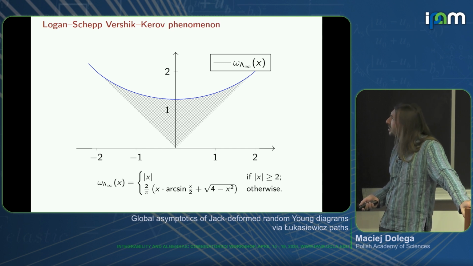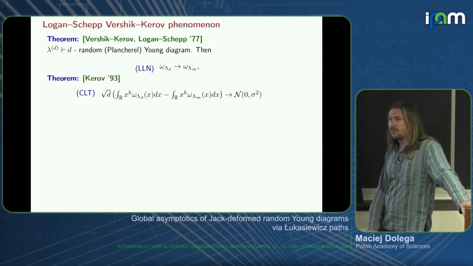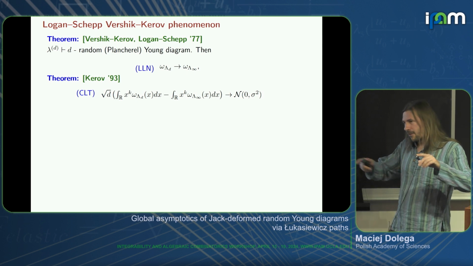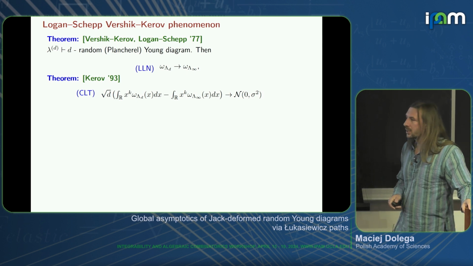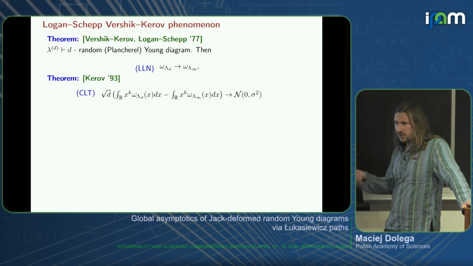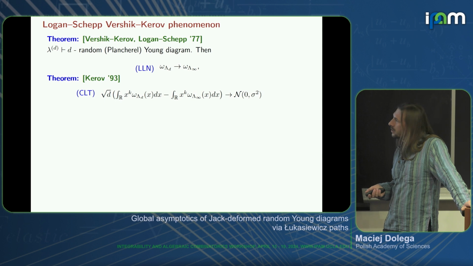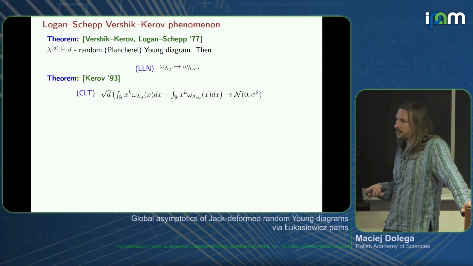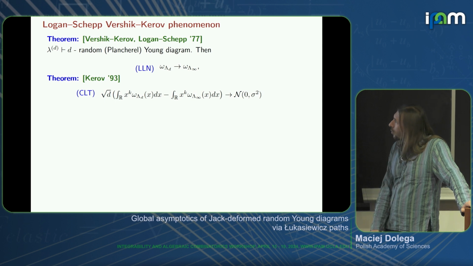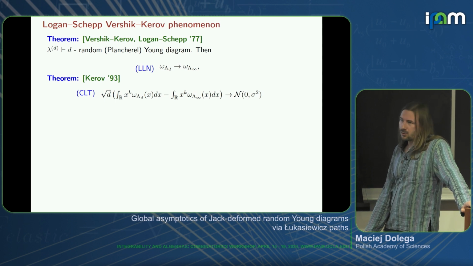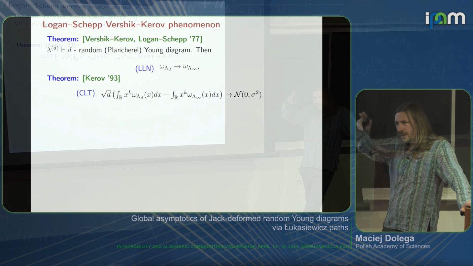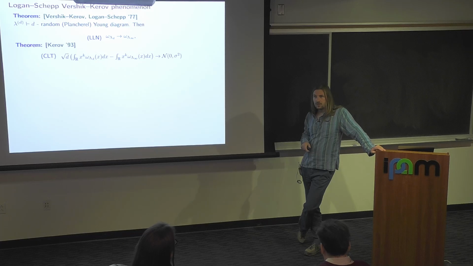And this is indeed the case. This is a famous theorem of Vershik, Kerov, and Logan and Shepp. They proved that if you look at the function which is the profile of your random Young diagram, this function tends to a deterministic, explicit function when the size of your Young diagram tends to infinity. And then what you do is look at the fluctuations. That's a natural thing to do, and this is what Kerov did. Kerov proved that you also have a central limit theorem. This means that if you look at the fluctuations around your limit shape, then the fluctuations are Gaussian.